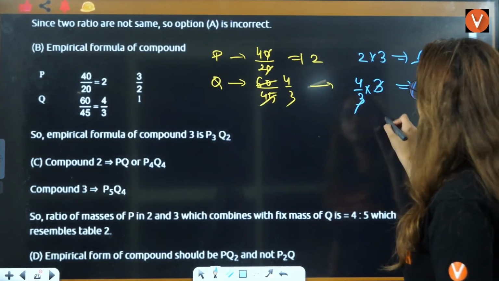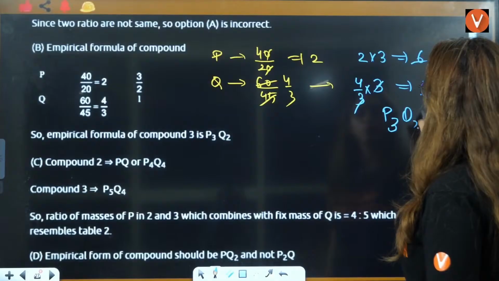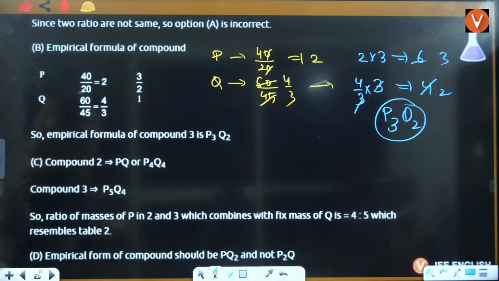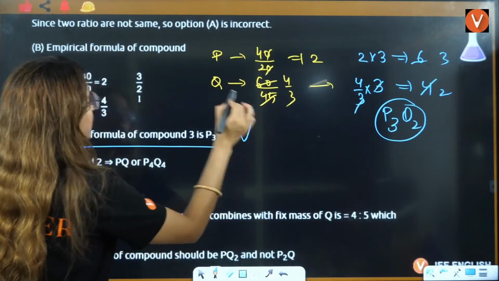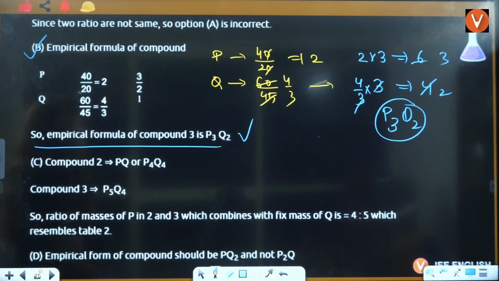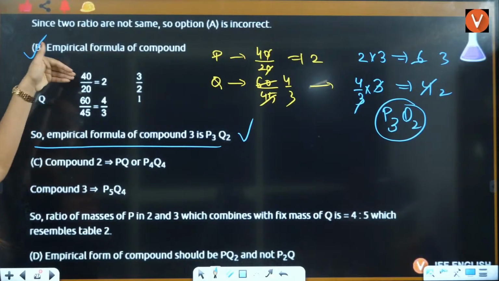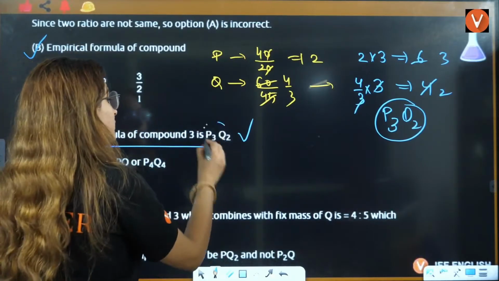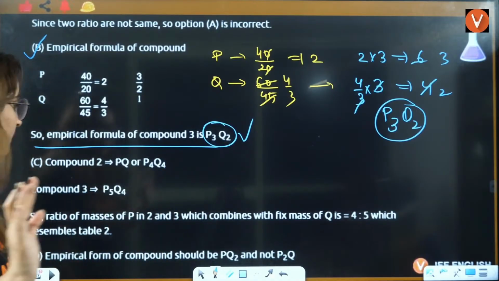So can I say this will be P3Q2? And this was the same thing that was given in the question also. So that means B is definitely the correct statement here. When you put the atomic weights as 20 and 45, you will get the empirical formula of compound 3 as P3Q2. That is the correct statement.